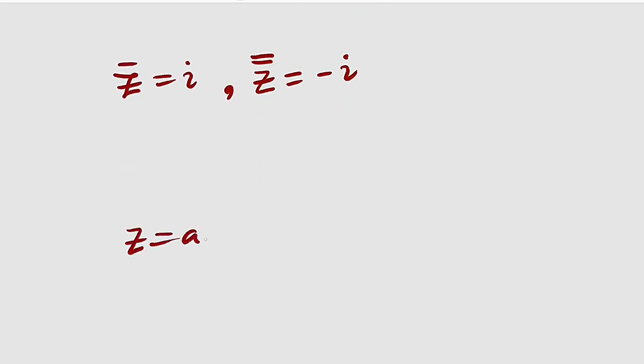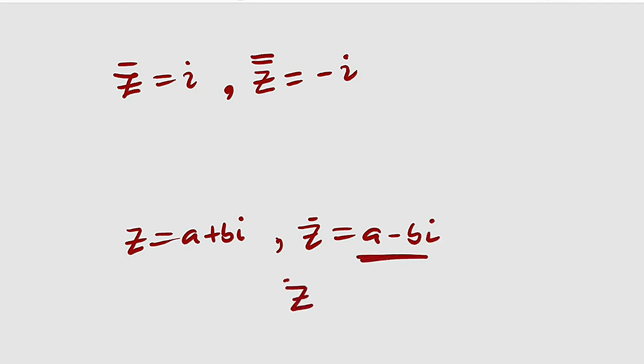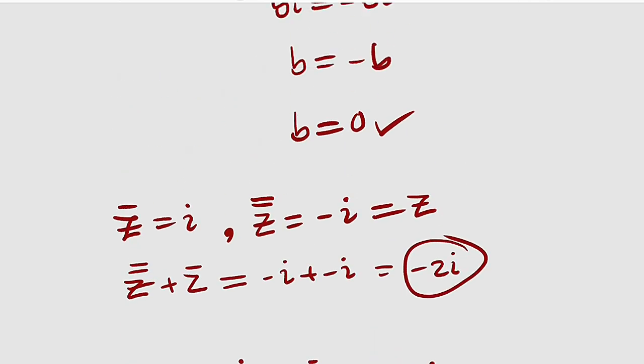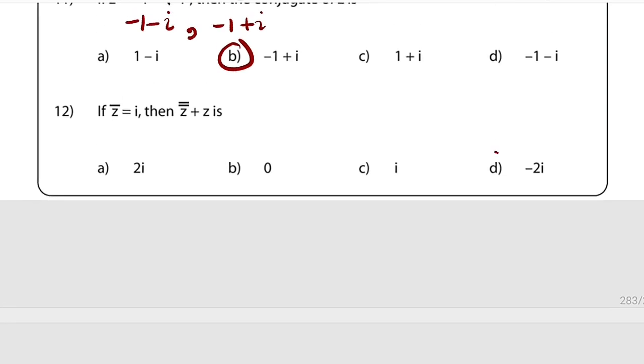If z is equal to a plus bi, right? The conjugate will be a minus bi. What if you take the conjugate of this? You have conjugate of conjugate equal to a plus bi, which is exactly the same thing as our complex number. So this one is also equal to the complex number. So the question is saying, what if we add the conjugate of the conjugate plus the complex number? It is the same thing as taking negative i, you add it to another negative i, which is just negative 2i. And this is our answer, which is option D right here.